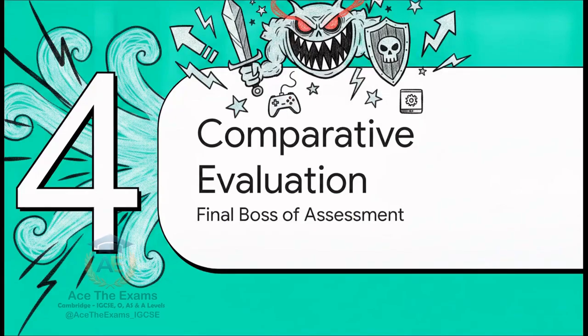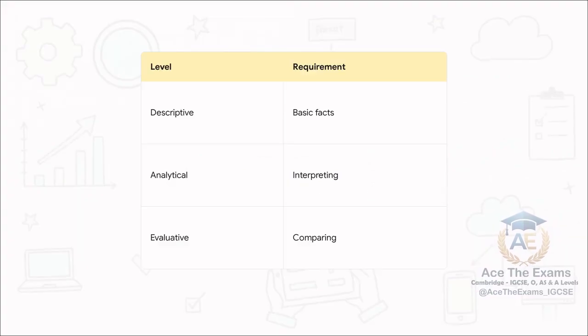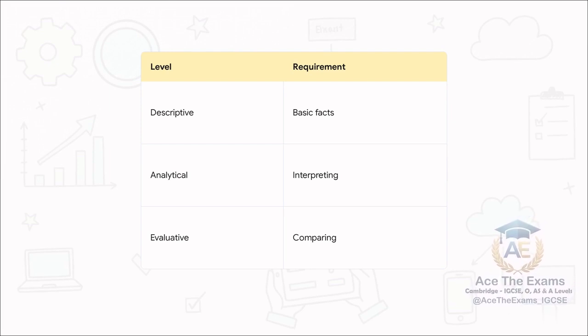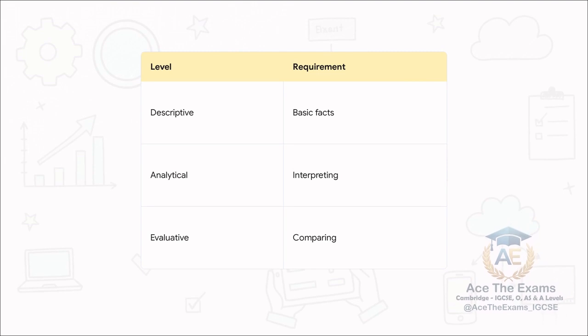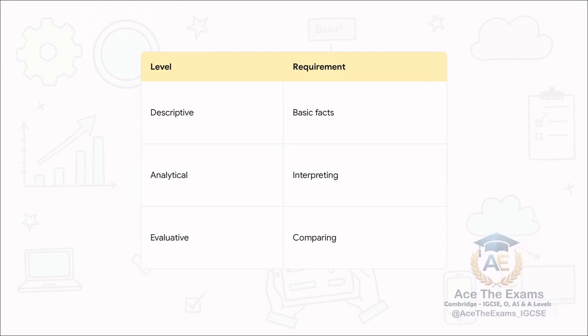Welcome to Section 4, Mastering Comparative Evaluation. This is what we call the final boss of assessment. If you want that A-star, this is exactly how you get it. Let's break down this cognitive climb using our complete computer science answering system. At the bottom, we have the descriptive level, just stating basic facts and features of the software.